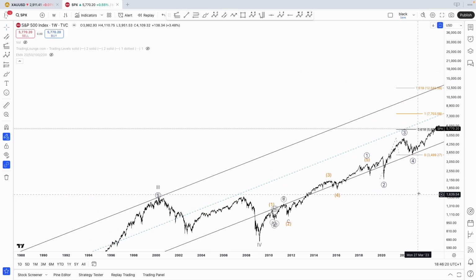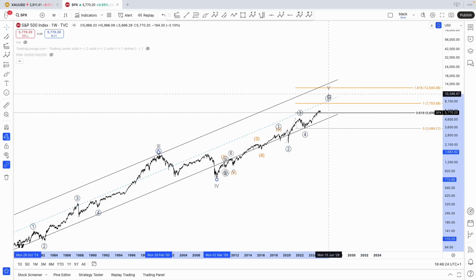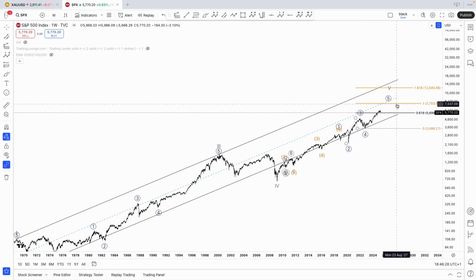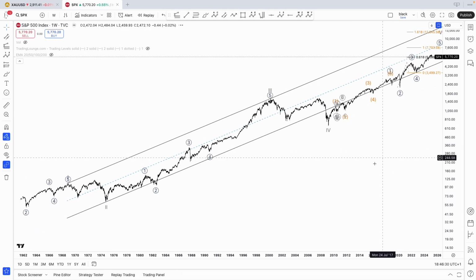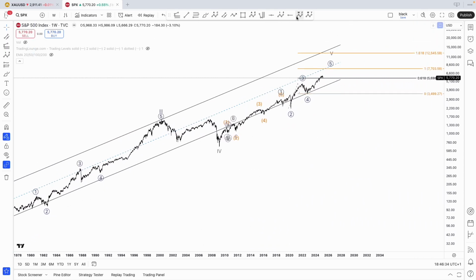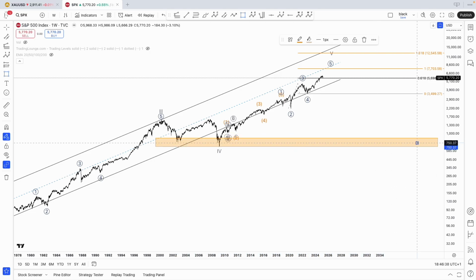Now, I will agree on one thing. If this count is correct and we top here for good, we need to retrace all the way back down from 57. I don't know if you people realize what that means. It means that we're going most likely back here. Okay? I don't know if people are prepared for that.